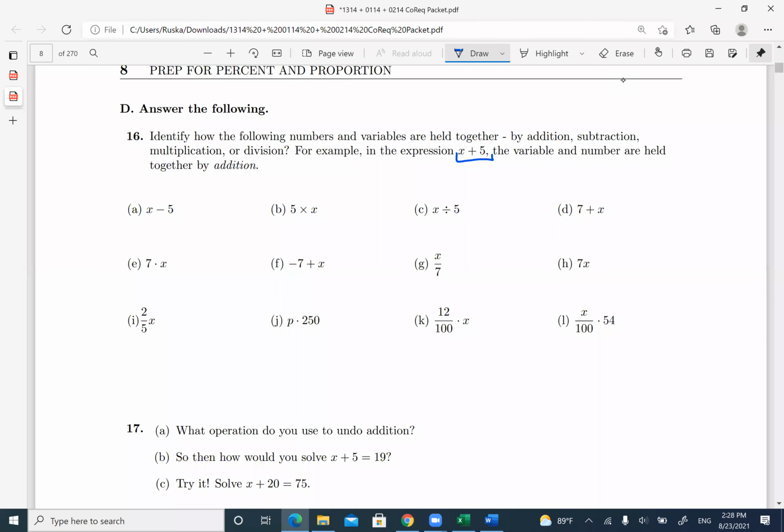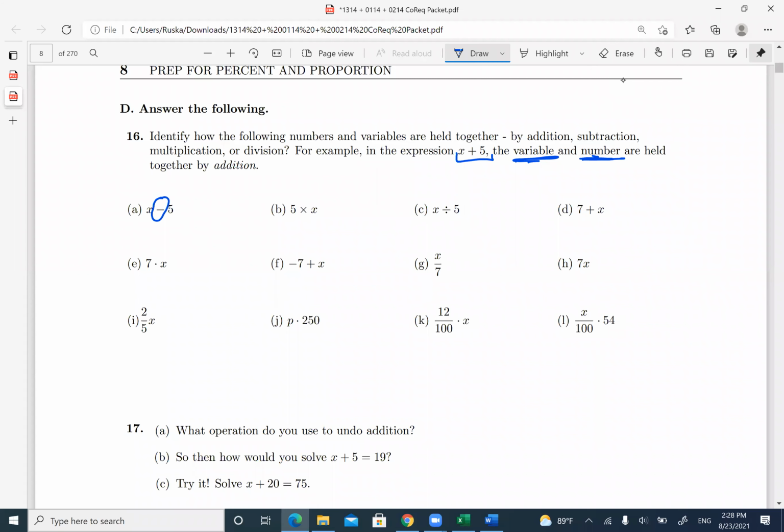So we're going to go through this and you're going to say what is the operation between the number and the variable. So that's what you need to look for. What is the number and what is the variable? The variable is usually the letter X, Y, whatever the letter is, right? So now, number 16A. What do we have between X and the 5? Subtraction, that's right. So the operation is subtraction.